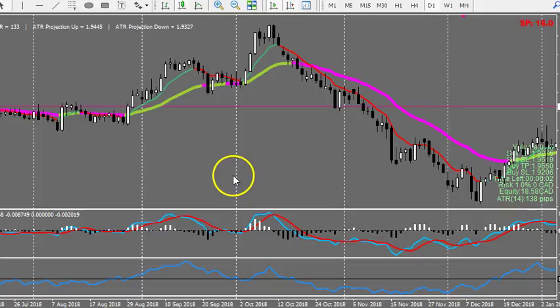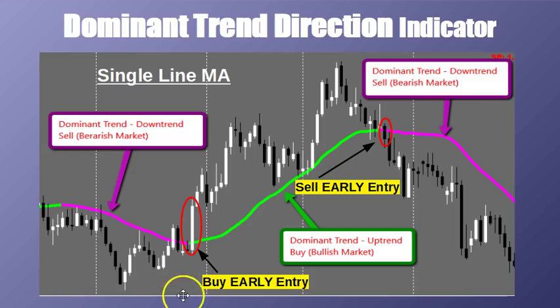Now the next thing is we look for trade entries, and there are only two trade entries. One's the early entry, and then one is the continuation entry. Okay, the early entry, guys, is really super simple. So you always wait for the moving average to change its color. Here it's pink, which changes to green, and you're looking for the first bullish candle that closes above the green line. Okay, so that would be your early entry, and here is an early sell entry.